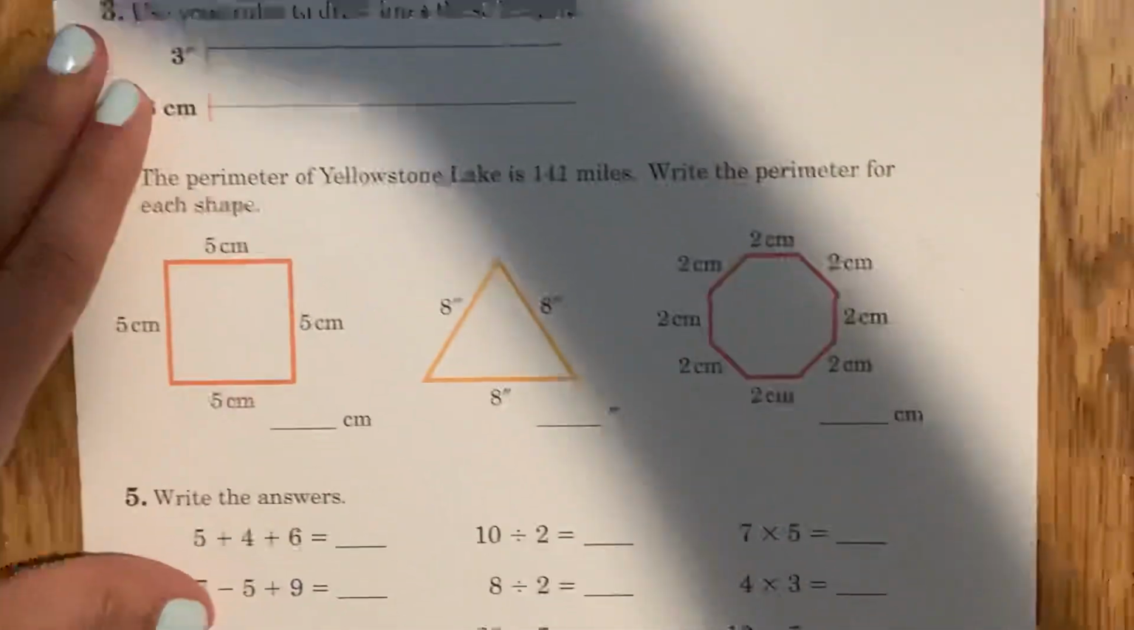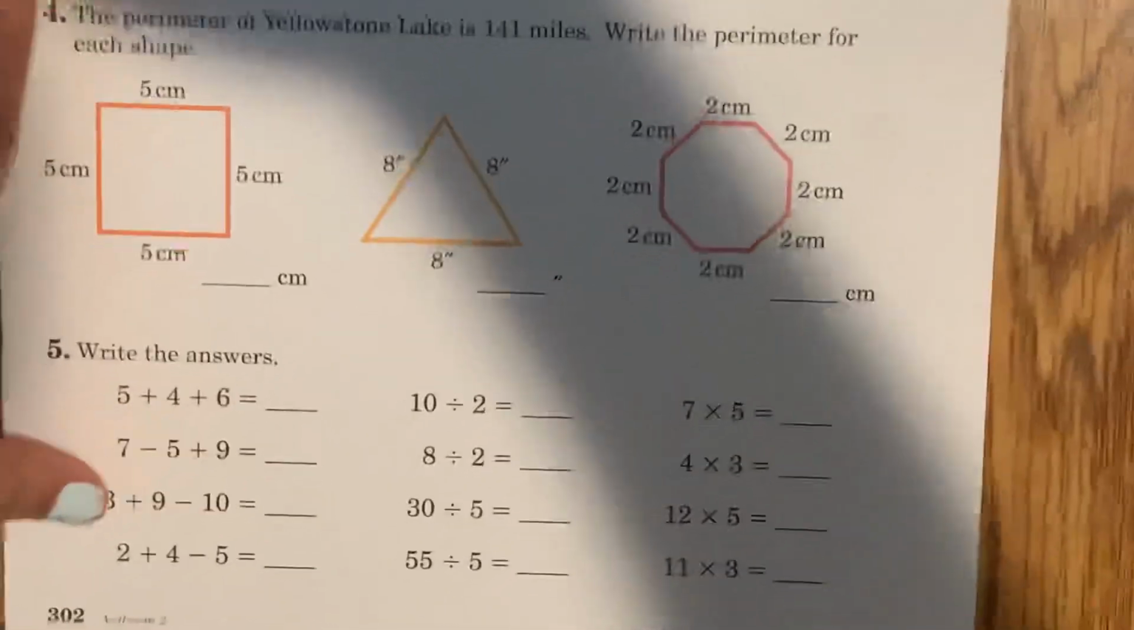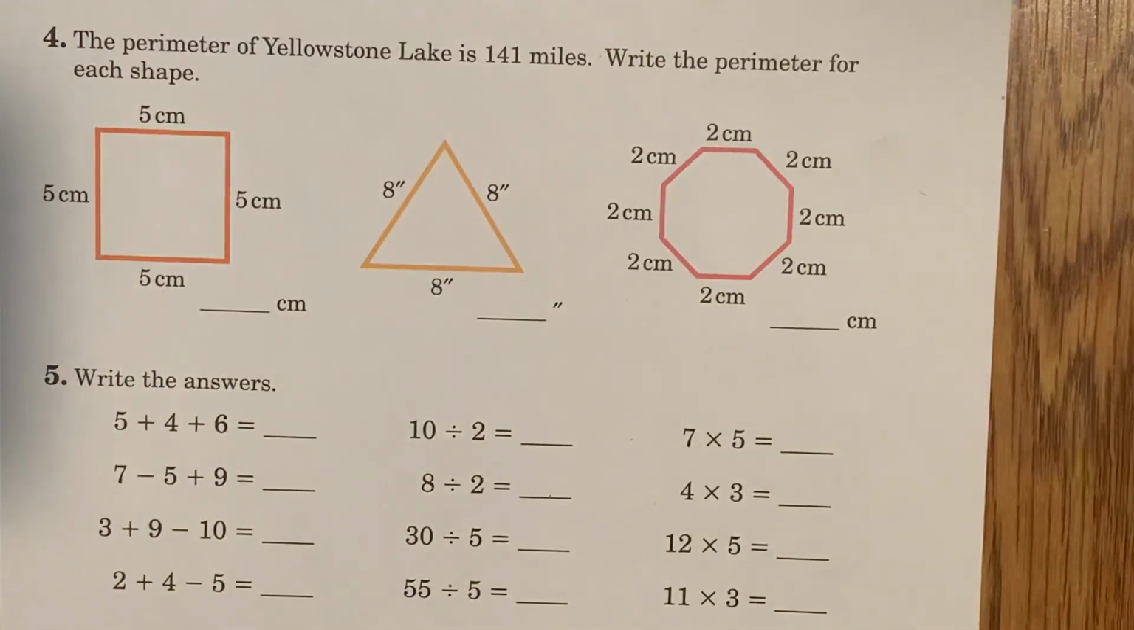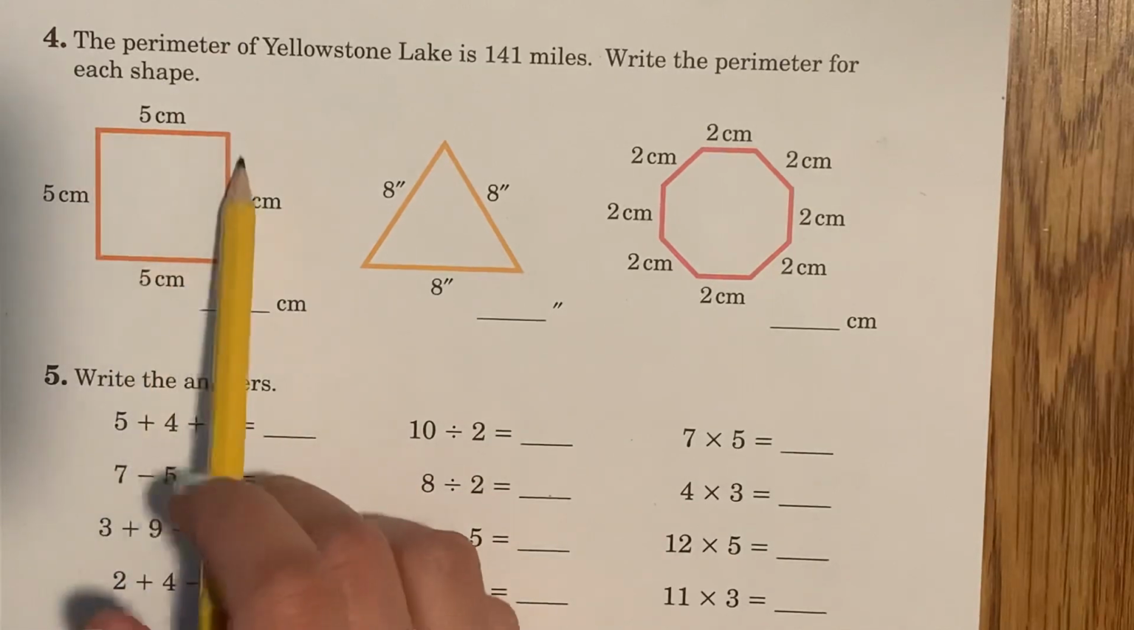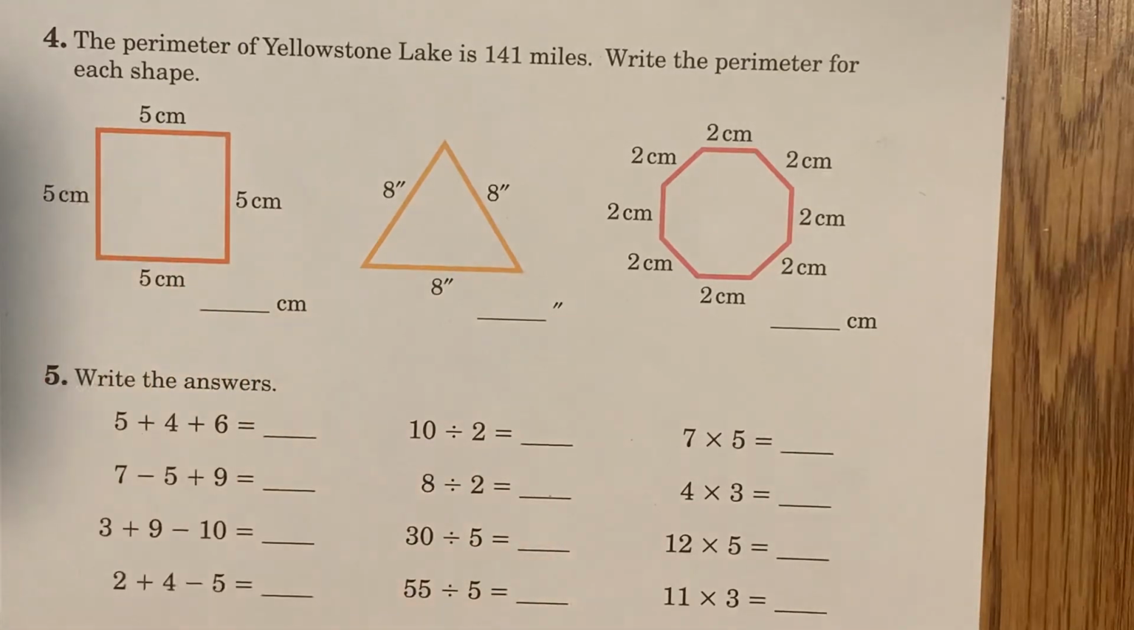Okay, let's move our page down. Number 4, the perimeter of Yellowstone Lake is 141 miles. Write the perimeter for each shape. Now remember, perimeter means all the way around. So if you were to be super, super tiny on your paper and walking around all the way and adding up every single side, that's how we find the perimeter.